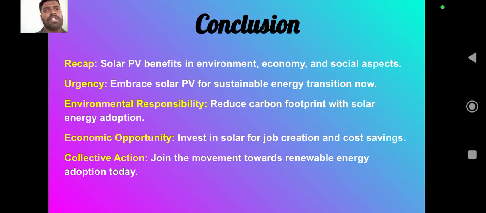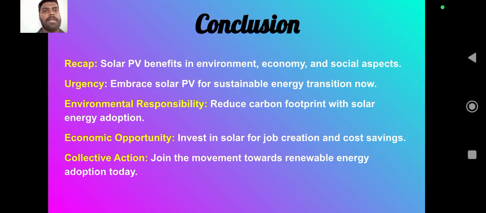And last but not least is the conclusion recap. Solar PV benefits the environment. It benefits the environment by reducing greenhouse gas emissions, thereby generating electricity and economic benefits. Since it creates jobs for the people, it boosts the economy. And social aspects, like it doesn't produce any gases or any noise pollution. All those things come under social aspects.